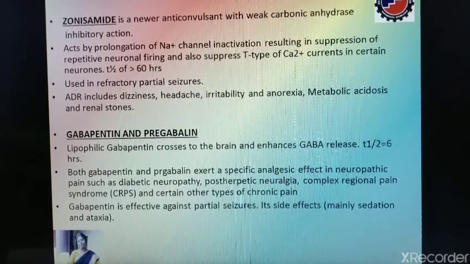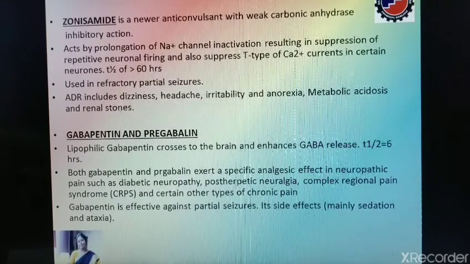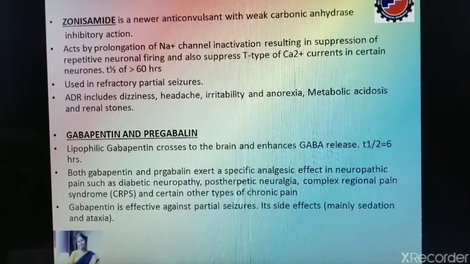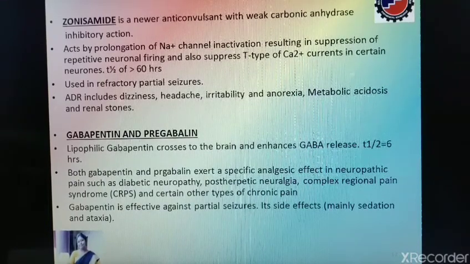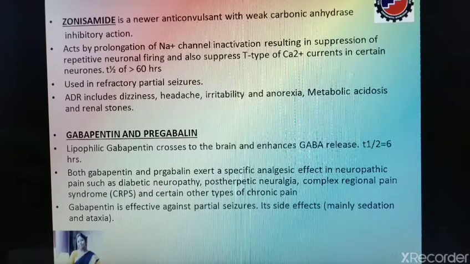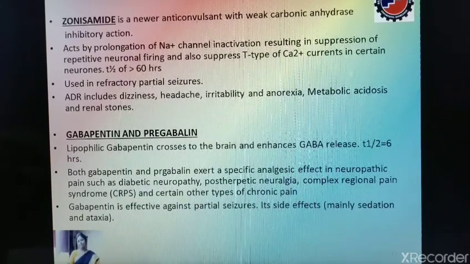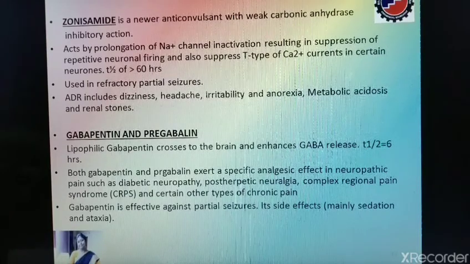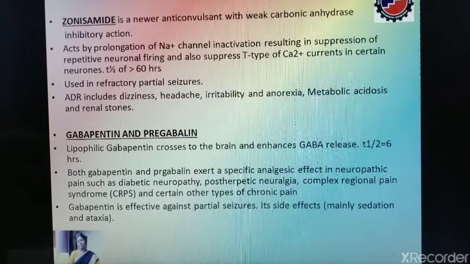It is also used in refractory type partial seizures, and the adverse drug reactions include dizziness, headache, irritability, metabolic acidosis, and renal stones in some patients. Zonisamide also should be avoided in patients who are sensitive to sulfonamides, and apart from this, no drug interactions have been reported till date. The last is gabapentin and pregabalin.